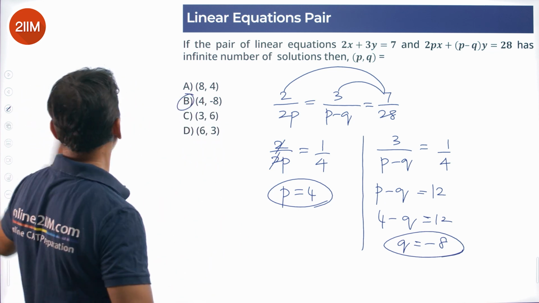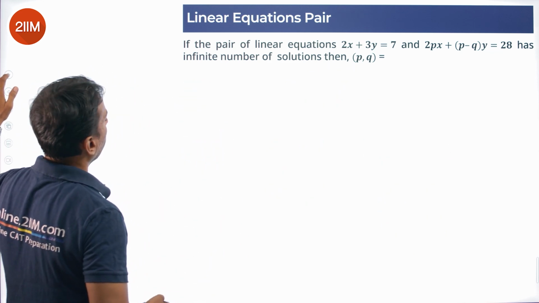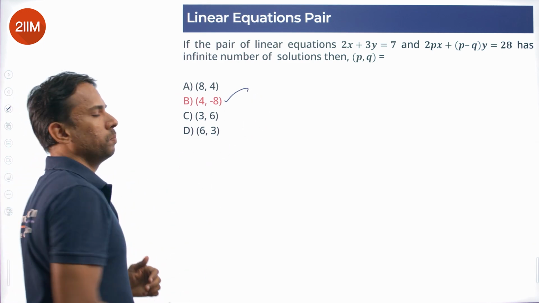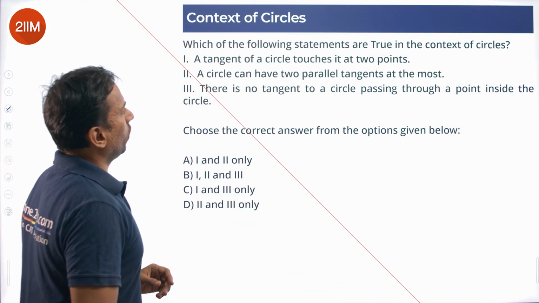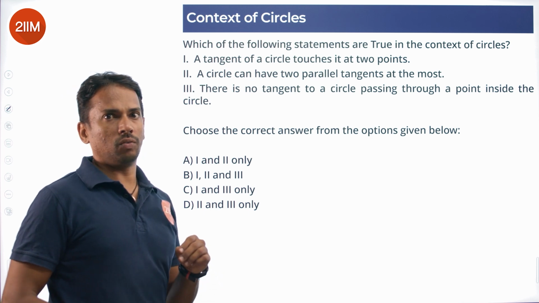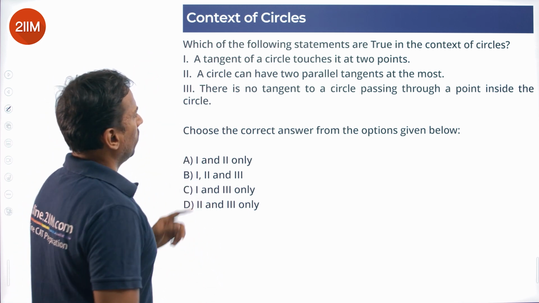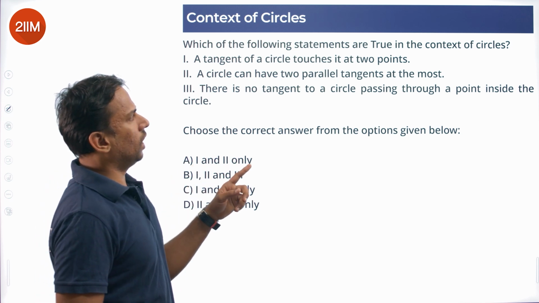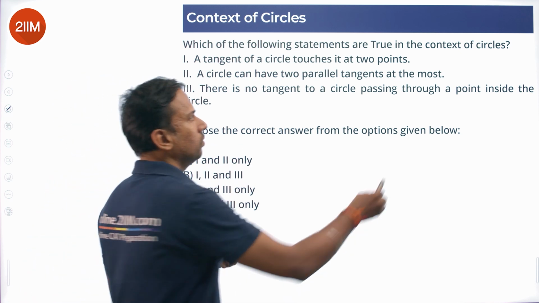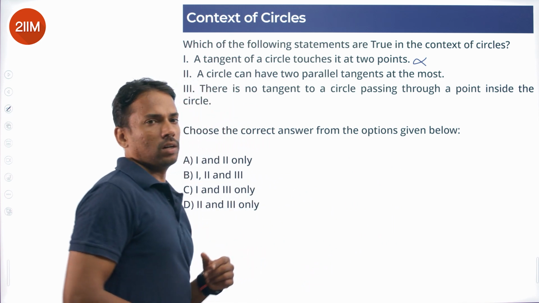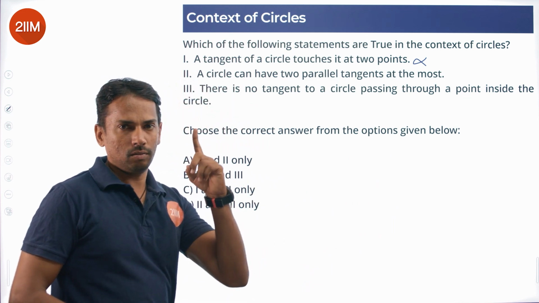Done. Option B. So we'll check this. Yeah, we are perfectly right. Option B is the right answer. Which of the following statements are true in the context of circles? We have three statements. We'll verify them one by one. A tangent of a circle touches it at 2 points. Definitely wrong. A tangent to a circle can touch at only 1 point. Only then it's a tangent.